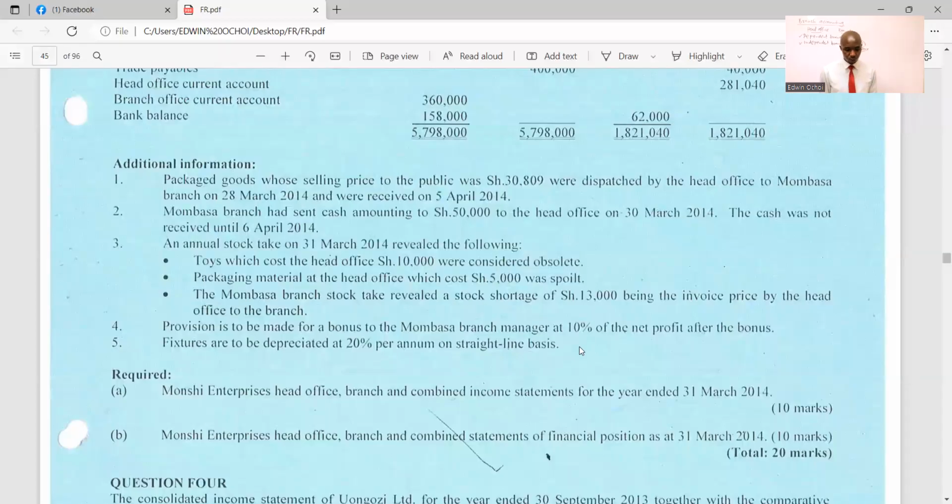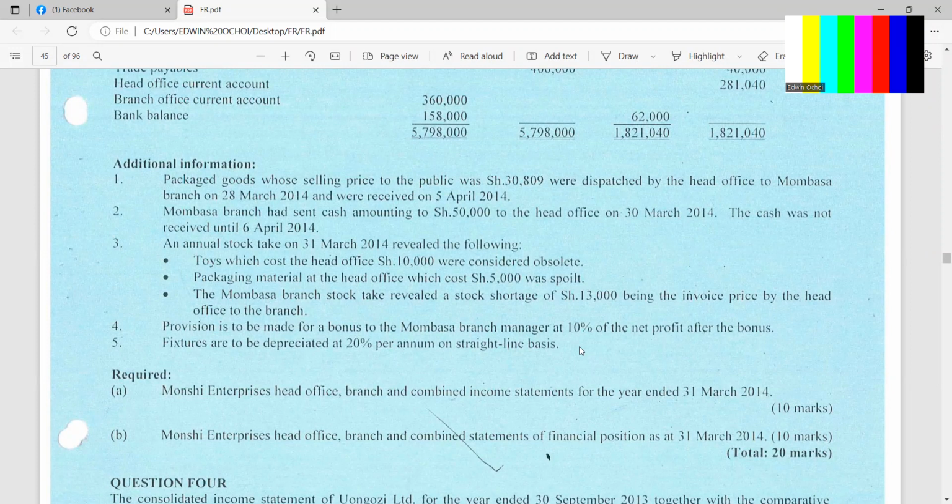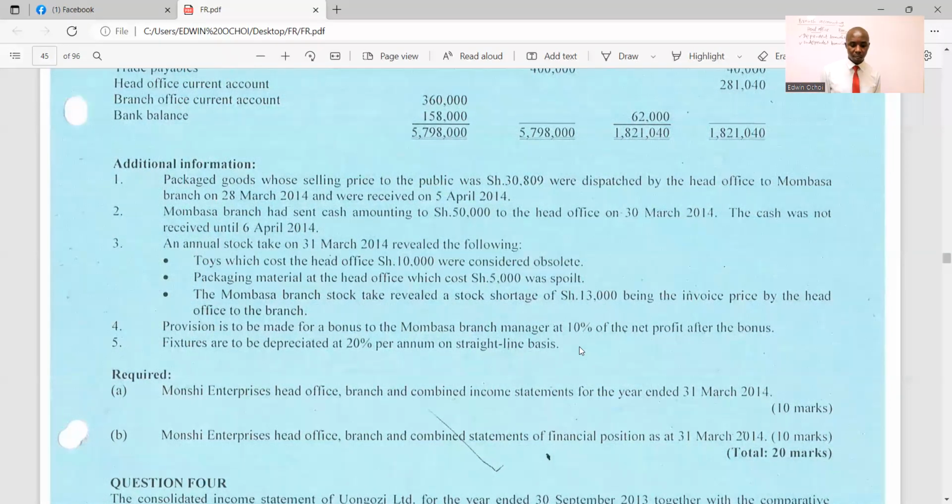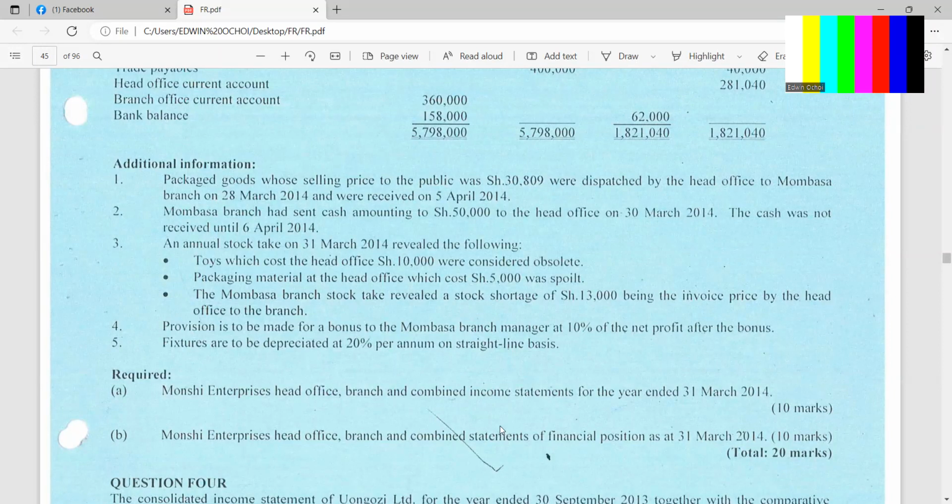What the examiner needs us to do is all about the income statement. Then we do the statement of financial position. So the head office will do its own statement. Then the branch will do its own statement. By the end of the year, the branch will have to prepare a combined statement. From the income statement, then we look at the situation.